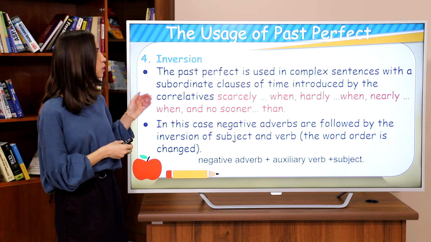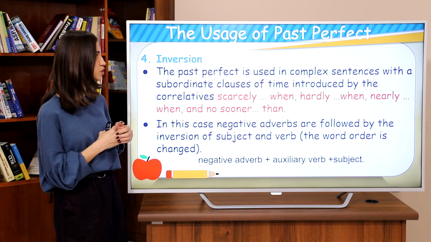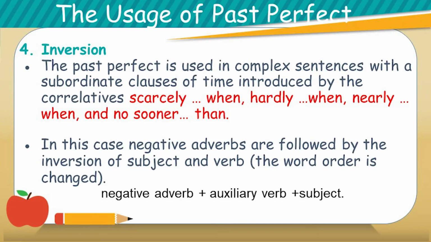So, with the help of past perfect, we can show inversion. The past perfect is used in complex sentences with the subordinate clauses of time introduced by the correlatives scarcely when, hardly when, barely when, and no sooner than. In this case, negative adverbs are followed by the inversion of subject and verb. The word order is changed.